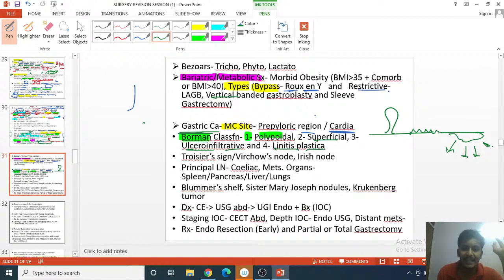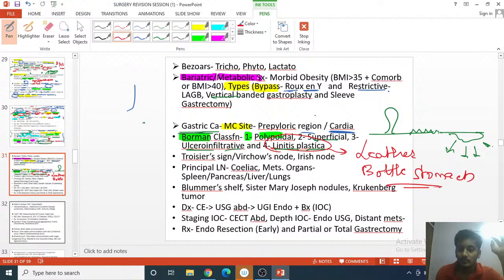And type 4 is linitis plastica. What is linitis plastica? Linitis plastica is also known as leather bottle stomach. सो यहाँ पे diffuse growth होती है. Okay, there is a diffuse growth throughout the stomach in cases of linitis plastica, which leads to a leather bottle stomach, almost leather जैसा stomach walls बन जाती है linitis plastica में. Please remember.